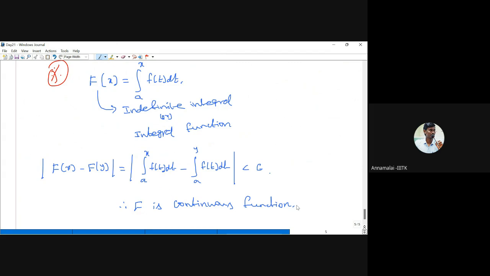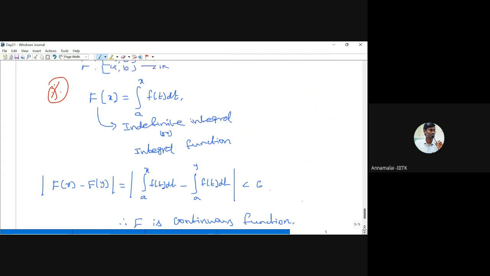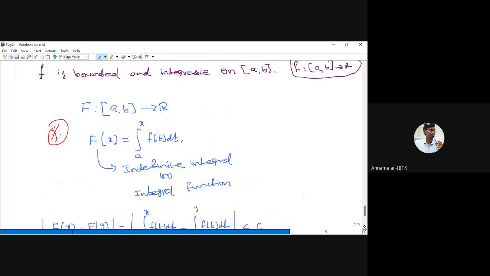Now, when is this capital F differentiable? Only when the small f is continuous. We don't know whether the small f is continuous or not, but we know that small f is integrable. Continuous functions are integrable, but the converse need not be true. So an integrable function need not be continuous.